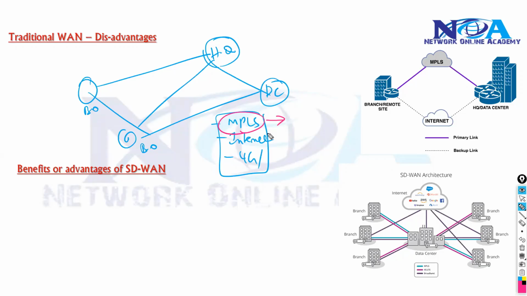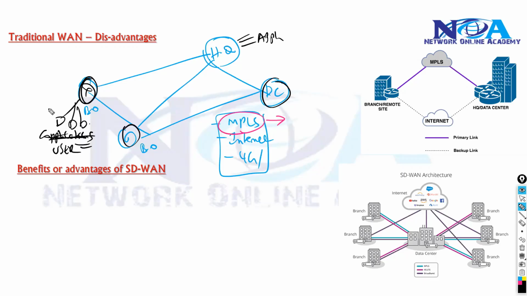MPLS provides high-speed data transfer rates, generally provided by the service providers. And we do have some users sitting here in the branch offices. They are trying to access some applications, let's say. They'll be accessing the applications and resources from the head office, where all your centralized databases and applications are hosted, or maybe in the data center, and you're trying to access everything from the branch office.